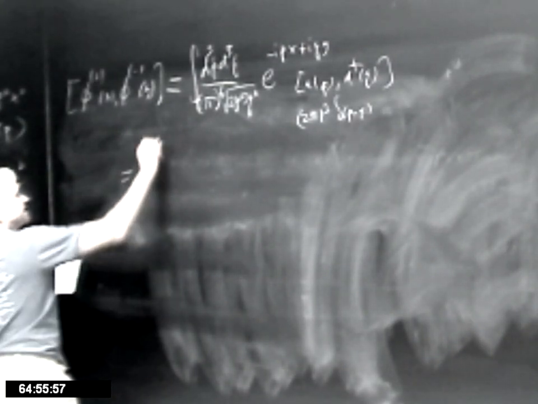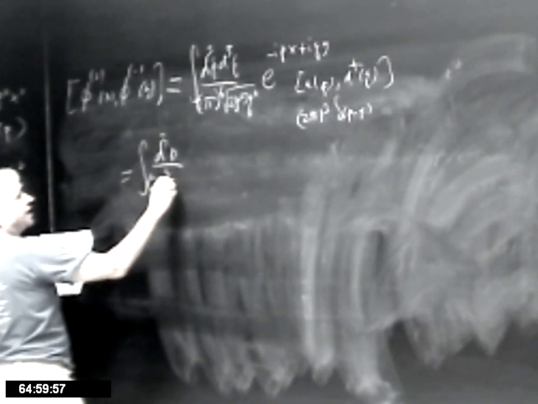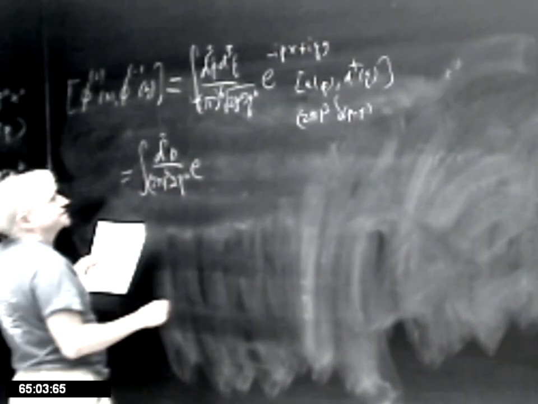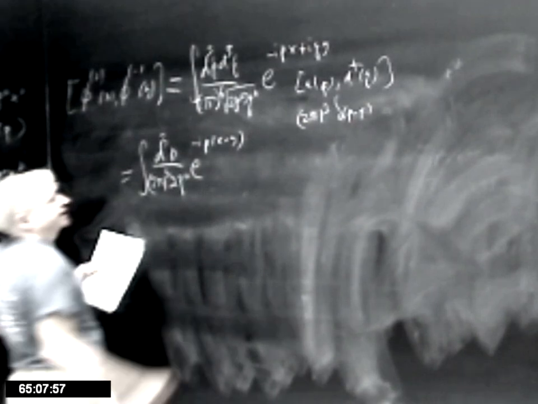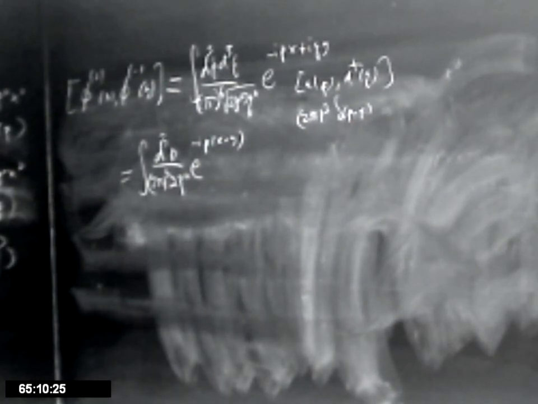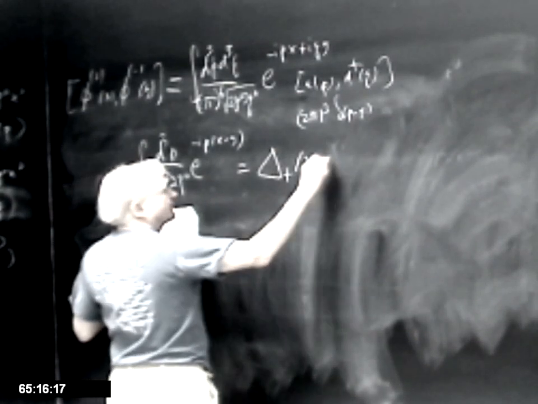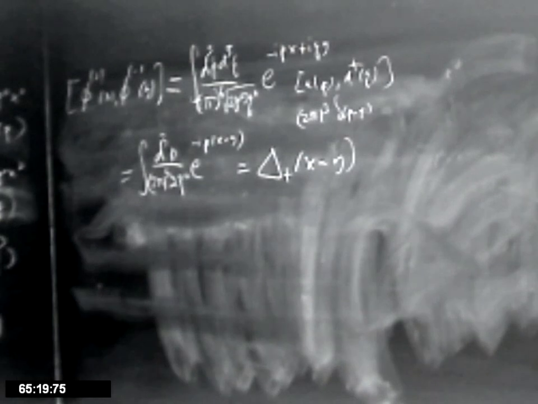Integral d^3q over (2π)^3 2q0 e^(-iq(x-y)), and that is delta plus of x minus y. Okay? So that's delta plus.